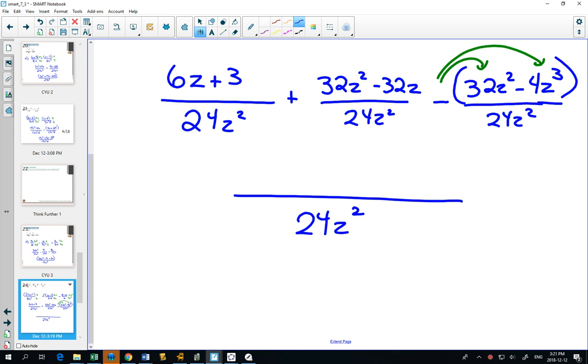So combining all of our like terms in the end. I like to write them with the highest degree first. So when I look through here, can you see that you're going to end up with a positive 4z cubed? Now let's do all of our squareds. I have 32z squared minus 32z squared. That'll be 0. Then we'll go to our z's. 6z minus 32z minus 24z. And then our numbers.